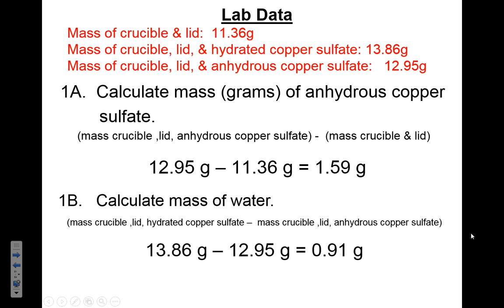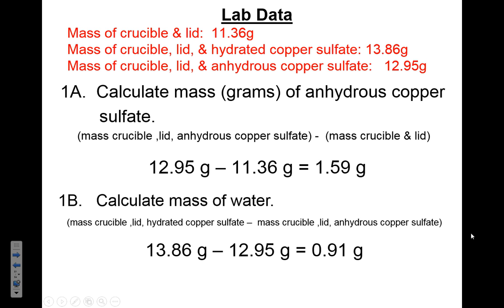The anhydrate, let's say we've got copper sulfate here. So the anhydrate copper sulfate. And then we also need to know the mass of the water. Well, to get the anhydrate, it'd be the crucible, lid and anhydrate minus just the crucible and lid. In this case, 12.95 minus 11.36, we've got 1.59 grams of the anhydrate. Now we also need to find the water. Now the water would be the difference between when it was hydrated and when it wasn't. That would be 13.86 minus 12.95. So the difference between those two would be how much water was driven off. In this case, 0.91 grams.